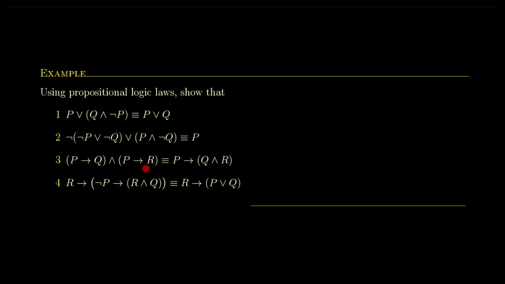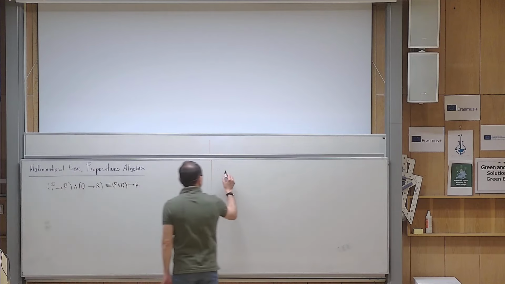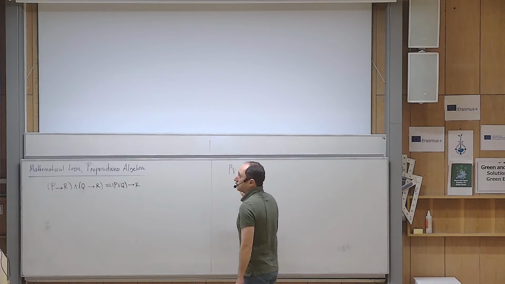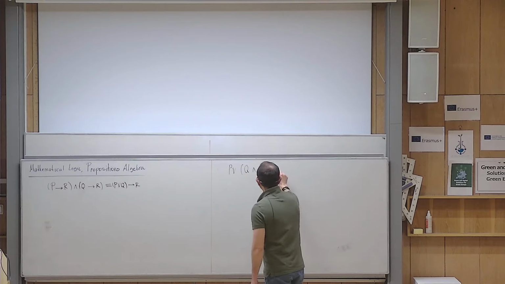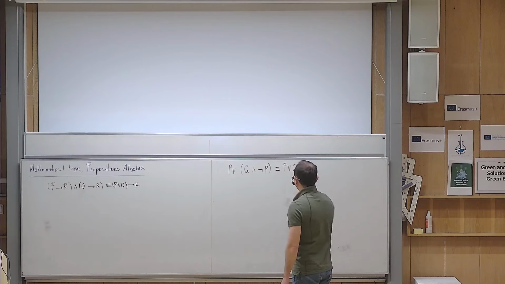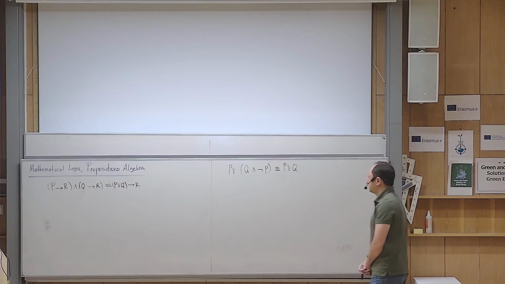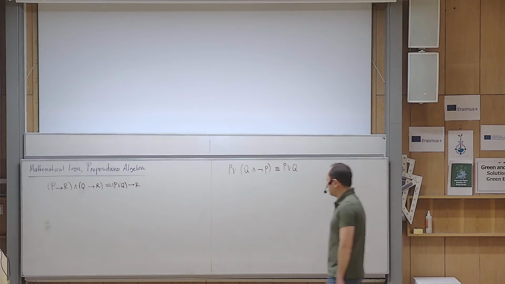And one of them is, by the way, something similar to this is here. So let me do the first one myself. Use propositional logic laws to show this. We want to show that P or (Q and not P) is equivalent to just simply saying P or Q. Yes. So how can I do that?